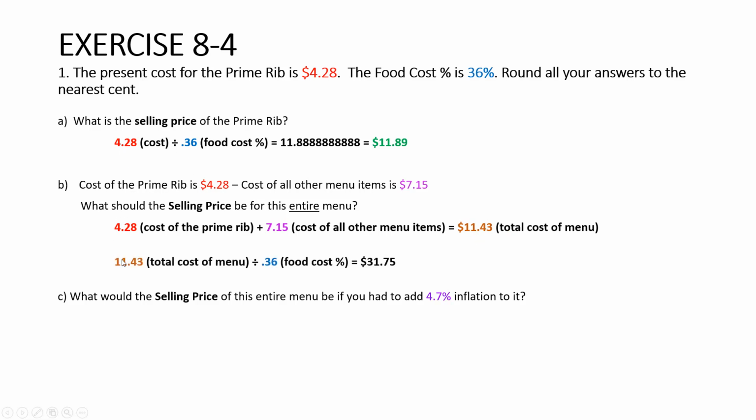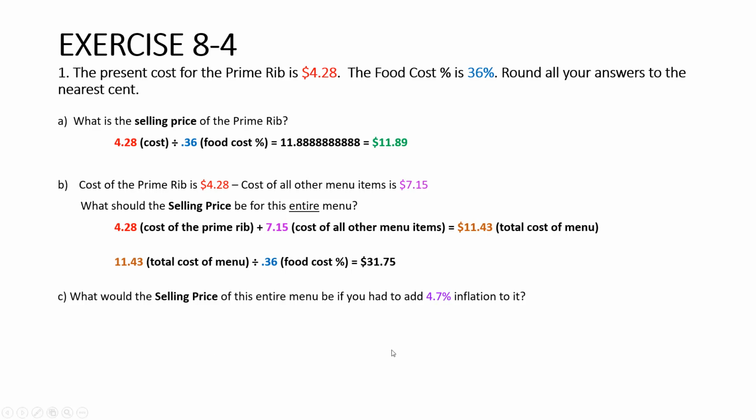Now we're just going to do what we did up here. We're going to take the cost, in this case, the total cost of the menu, $11.43. Food cost percent hasn't changed, that's 36%. So food cost divided by food cost percent, there you go. The total selling price for the entire menu is $31.75.